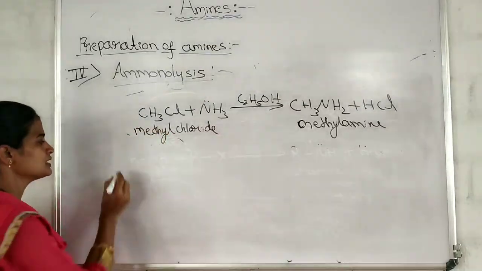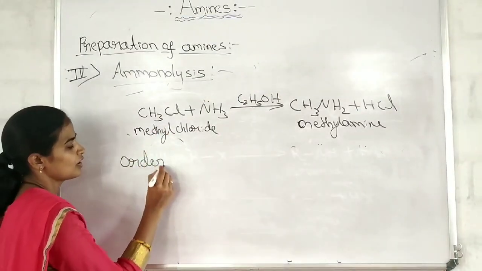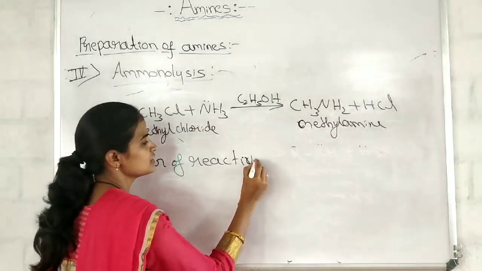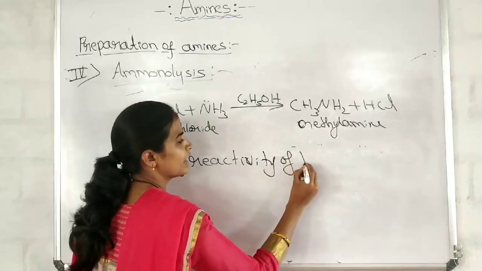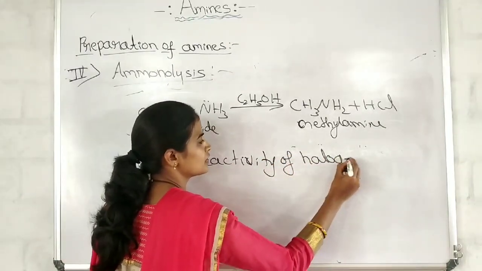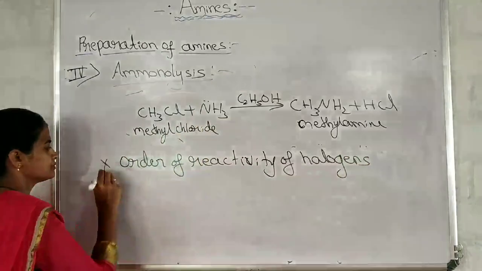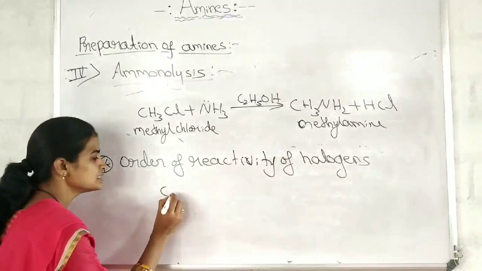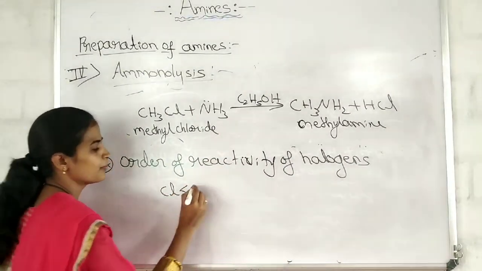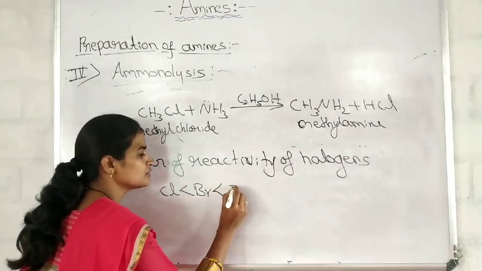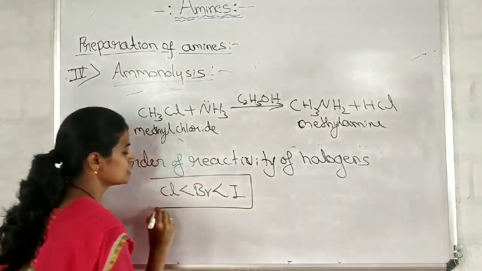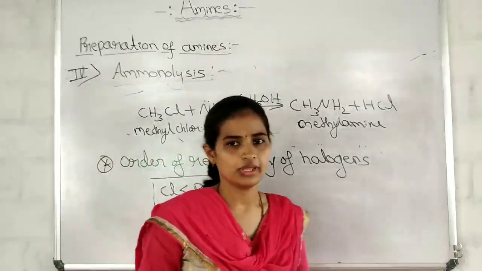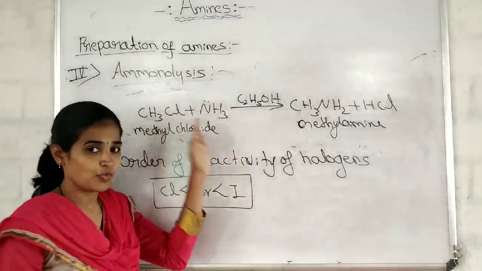Then what is the order of reactivity of halogens towards ammonia? Such points are needed for your competitive exams. Cl is least reactive compared to Br, which is less reactive compared to I. This is the order of reactivity of the halogens with the ethanolic ammonia. This is one of the important reactions.